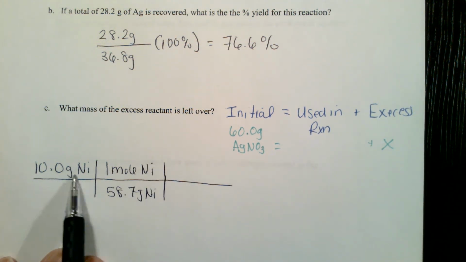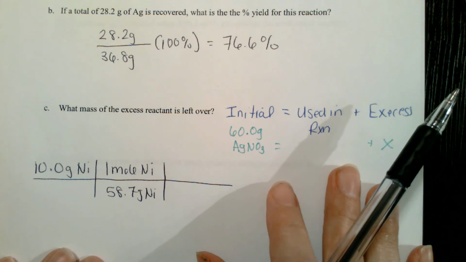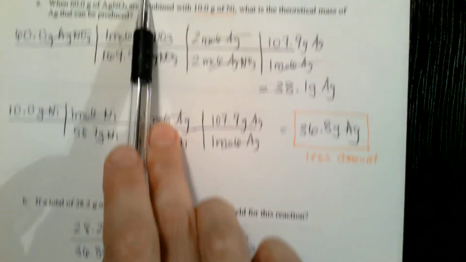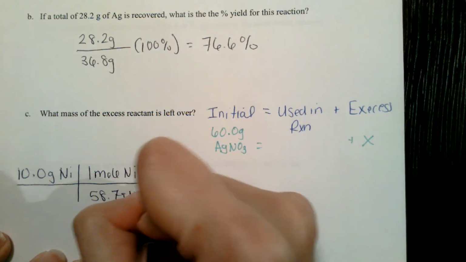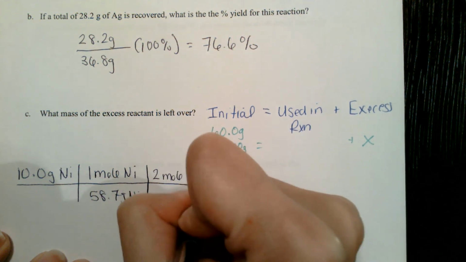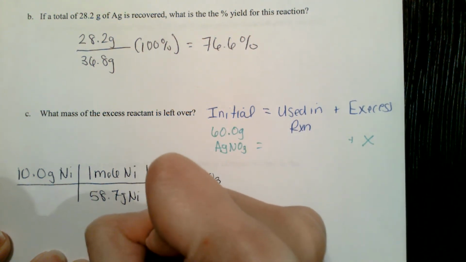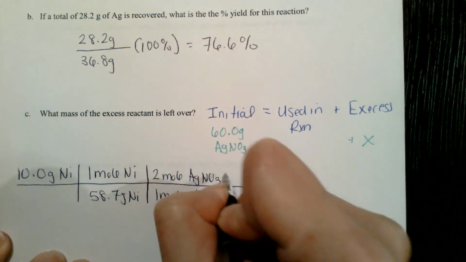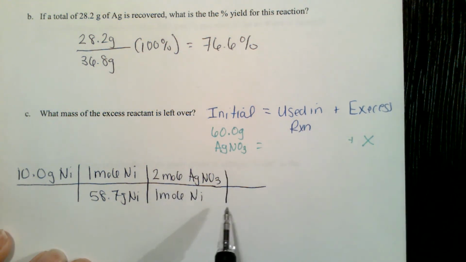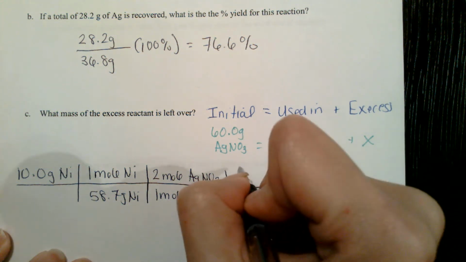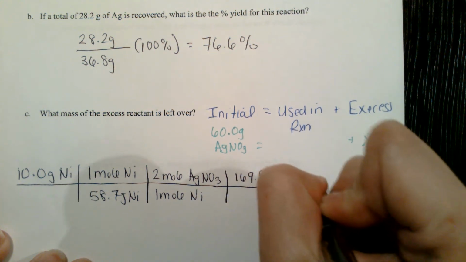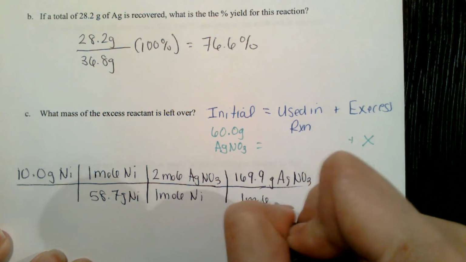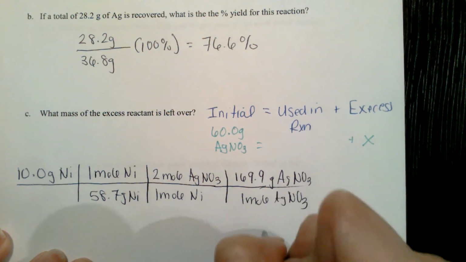Okay, so now I want to know how much of the silver nitrate reacted. So if I look up here, 1 mole of nickel requires 2 moles of silver nitrate. So 2 mole of AgNO3 for every 1 mole of nickel. And then finally, mass. So we already calculated that molar mass above. That was 169.9 grams of AgNO3 for every 1 mole of AgNO3.